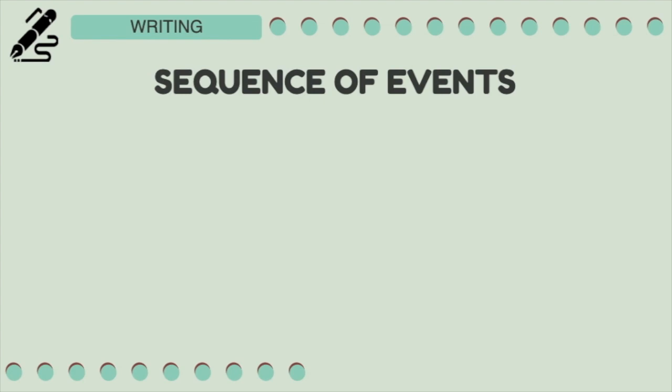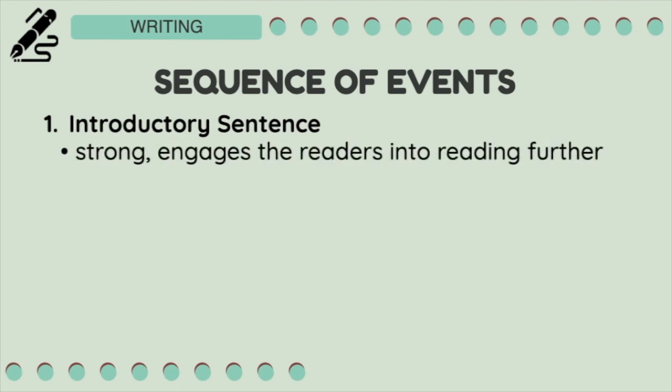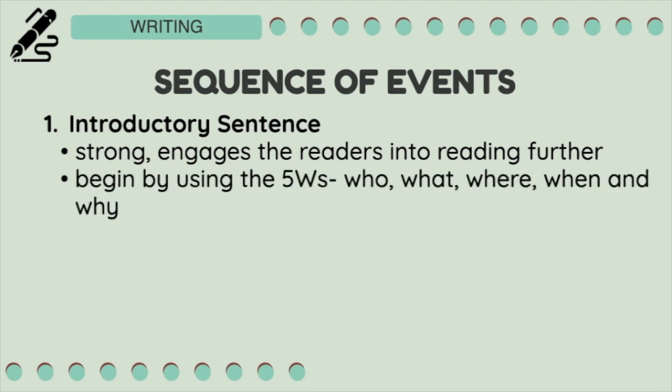Similar to other paragraphs, a narrative paragraph should contain a topic sentence, supporting sentences, and a concluding sentence. A topic sentence or a strong introductory sentence engages the readers into reading further. It may be useful to begin the paragraph by using the 5 W's. Who, what, where, when, and why. Who is telling the story? Is the writer or a character in the narrative? What begins the story? Where is the story set? When does the story take place? Why is this happening? Brief explanations to this can be the starting point of a narrative paragraph.